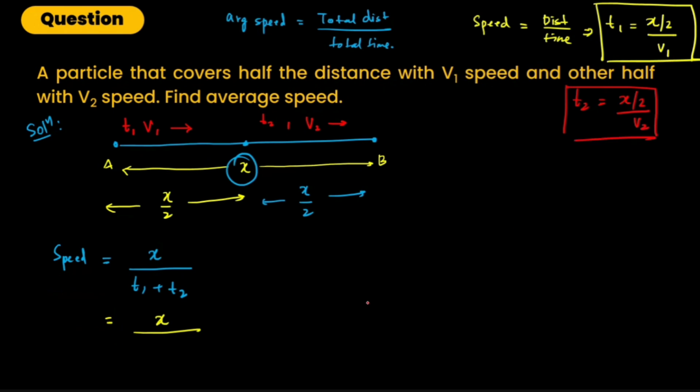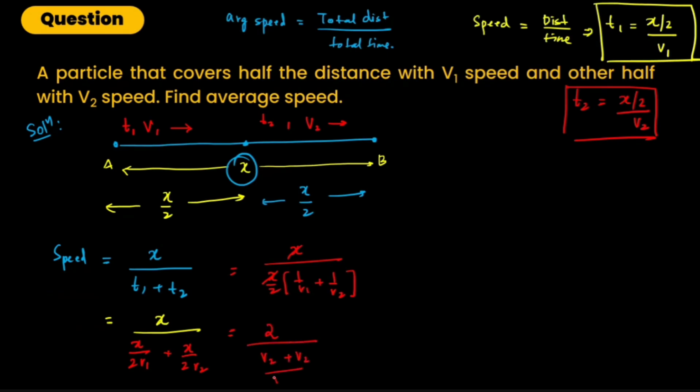Let us substitute the values. So x by 2 v1 plus x by 2 v2. So it will come out as x by 2 times 1 upon v1 plus 1 upon v2. So x will cancel out, and 2 will come to the numerator. Again, let's take the LCM, and we will get this. So the average speed during that interval is going to be twice of v1 v2 by v1 plus v2.